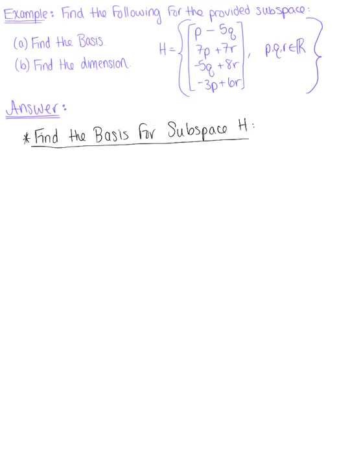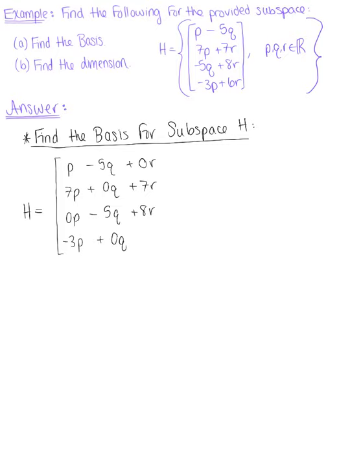So just to make this a little bit easier to see, I'm going to rewrite this set H here. I'm going to line up those variables P, Q, and R. So my first row is P minus 5Q, and then we can even incorporate a plus 0R. The second row is 7P plus 0Q plus 7R. Third row is 0P minus 5Q plus 8R. And last but not least, we have minus 3P plus 0Q plus 6R.